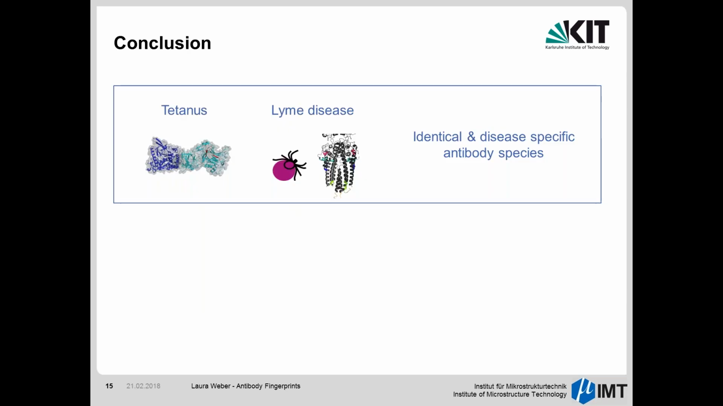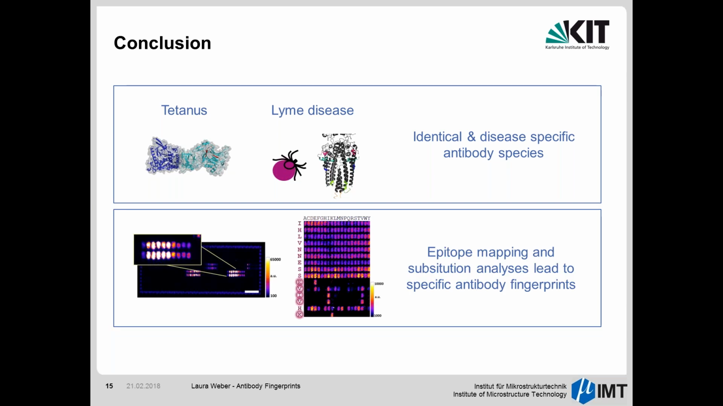So to sum it all up, for the vaccination against tetanus and for infections with Lyme disease, we were able to demonstrate for the first time that different people develop almost identical antibody specificities despite their random development and adaptation processes if the same epitope is detected. We also showed with these studies that peptide arrays can be used to accurately characterize the specificity of antibodies. It is possible to identify disease-specific antibody fingerprints with epitope mapping and substitution analysis.